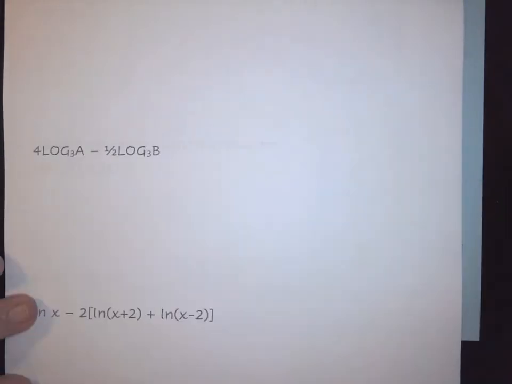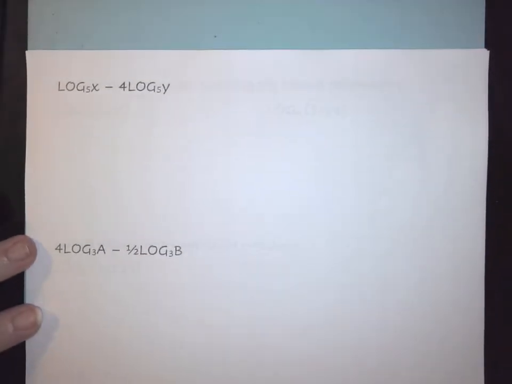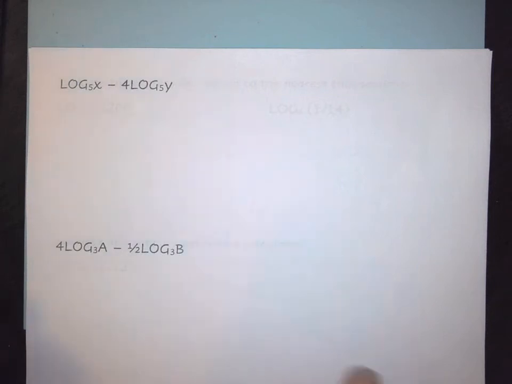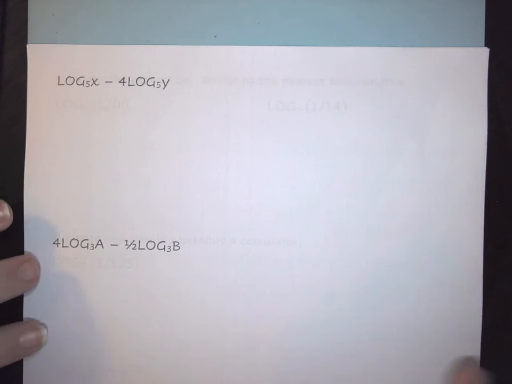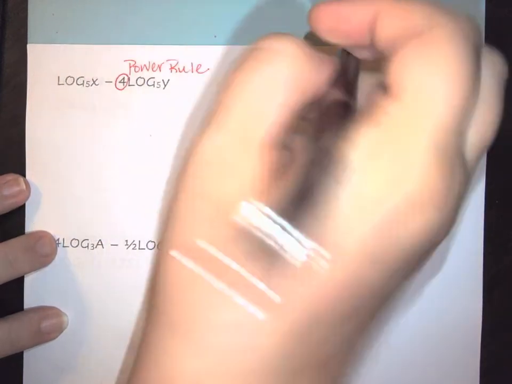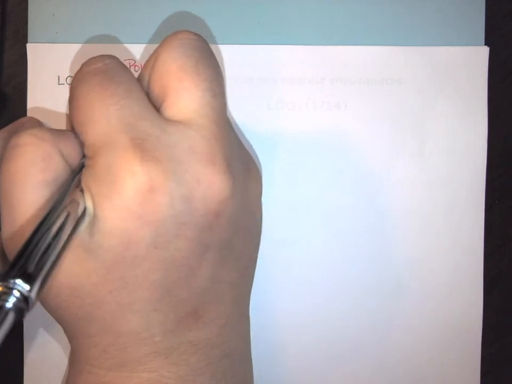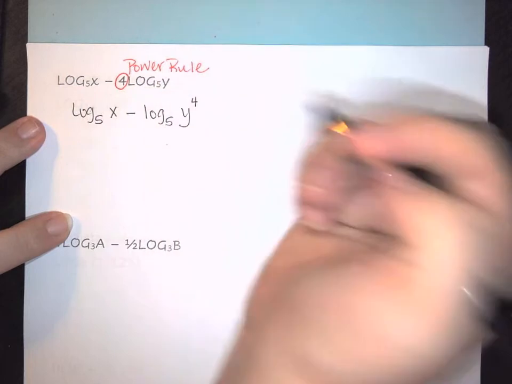Alright, let's take a look at another one here. So when we look at this first one, again, remember you have to work from the inside out as much as you can. The first thing you want to do is right here, because this is your power rule. Before we do anything, you need to use the power rule. So log base 5 of x, and we're going to minus the log base 5 of y to the 4th.